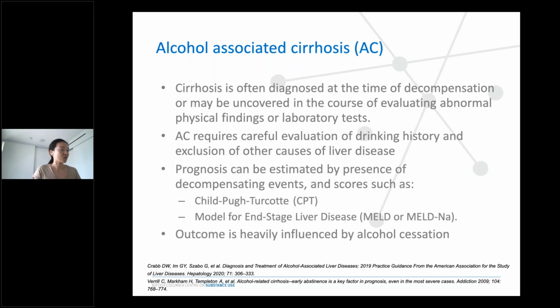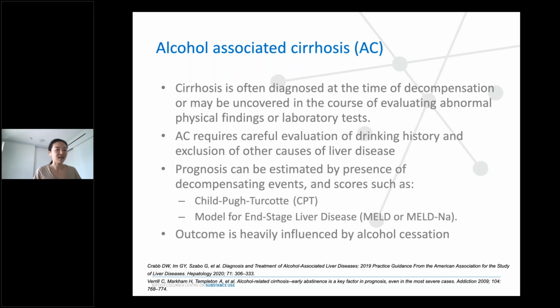Prognosis for alcohol-associated cirrhosis can be estimated by the presence of decompensating events. And we know, for example, once hepatic decompensation develops, the expected 5-year transplant-free survival rate is about 60% for those who stop drinking alcohol, 30%, unfortunately, for those who continue to drink alcohol. There are also prognosticating scores, such as a Child-Pugh score, MELD score, that can be used, as you would in other liver disease as well.